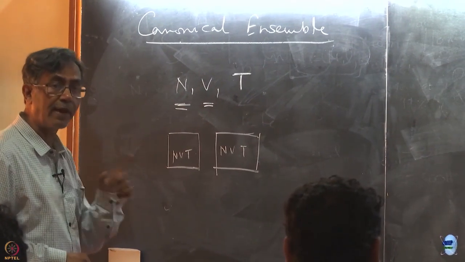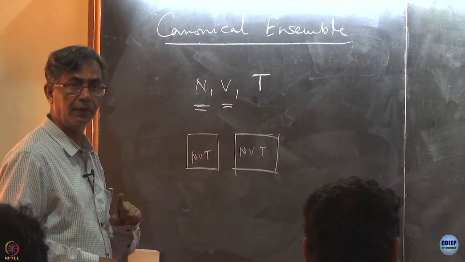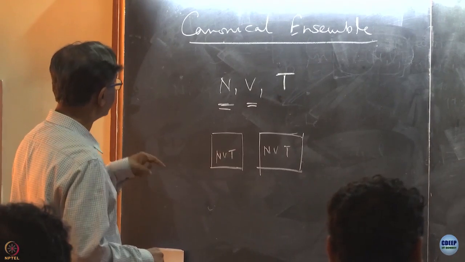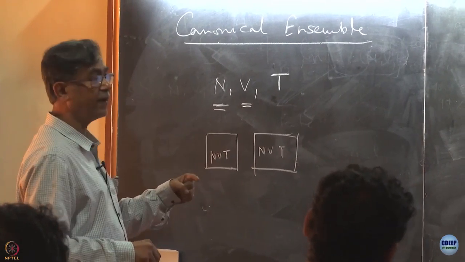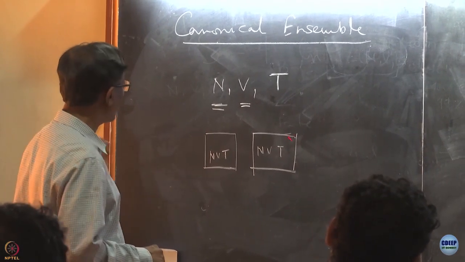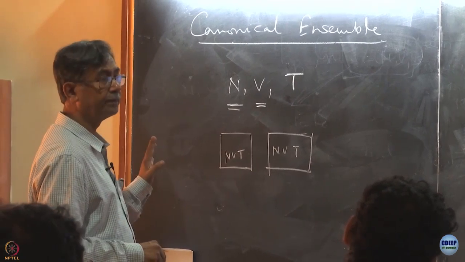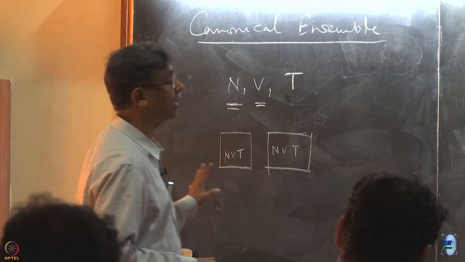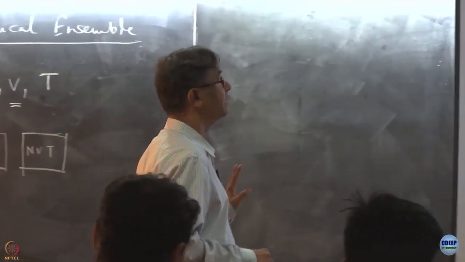I do not have freedom to vary other things. I have freedom to vary these things, like I had freedom to vary NVE, and as I vary NVE, pressure is varying. Here also, these are my three independent variables. Now I don't have energy conservation, energy constant.